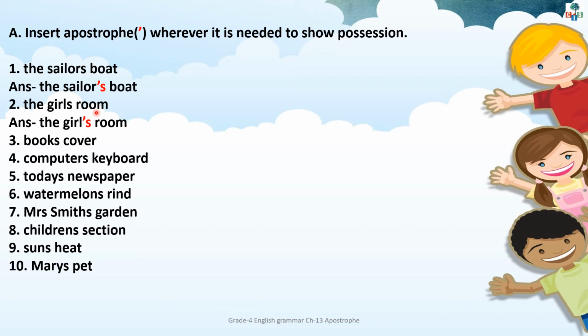Number 2, the girl's room. The room belongs to the girl, so S is already there. So, just you have to insert an apostrophe mark before S. The girl's room. Understood? So, like this, you have to insert apostrophe mark.